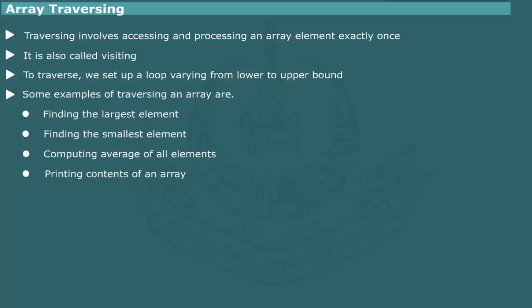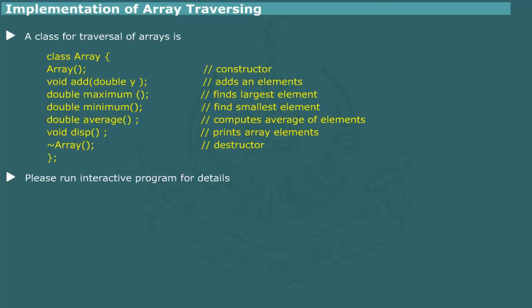We now consider the implementation of these operations. Implementation of array traversing. A class for traversal of arrays is shown. It includes 4 methods to process an array of real numbers. Maximum determines the largest element in the array. Minimum finds the smallest element in the array. Average computes the average of all elements included. Display prints the array elements. The detailed coding of all methods is given in the demonstration.